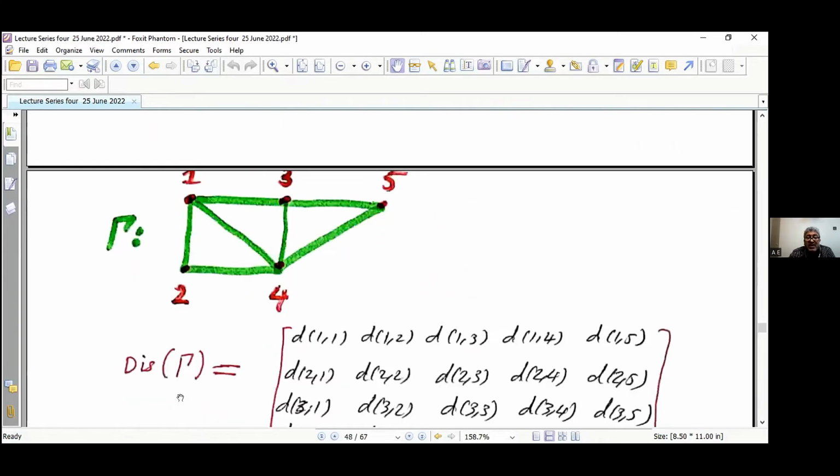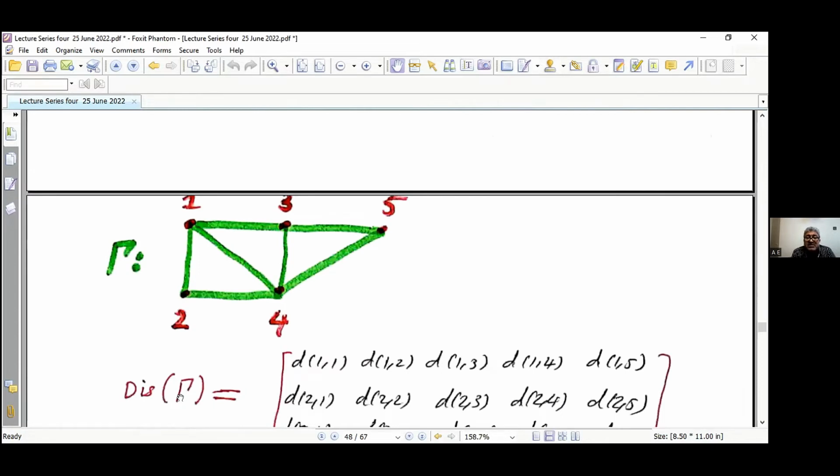Now, if we have gamma as this graph, you can see that, for example, in the second row, the distance between 2 and 1 is 1, 2 and 2 is 0, and the distance between 2 and 3 is 2, right? Because we have to go from 2 to 1, then 1 to 3. We may have paths of more than length 2.